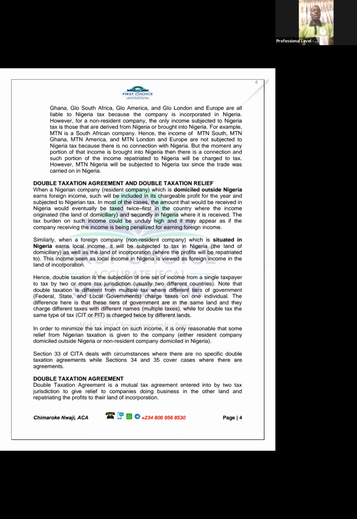Now, let me twist things a little bit. Suppose that Ghana is charging a tax of 35%. And so they've paid 350,000 naira in Ghana. They came to Nigeria, and Nigeria is charging 300,000. That's 30%. How much relief are they going to give? They're going to compare 35% and 30%. And they will say 30% is smaller. So they will say 30% of 1 million, which is 300,000.